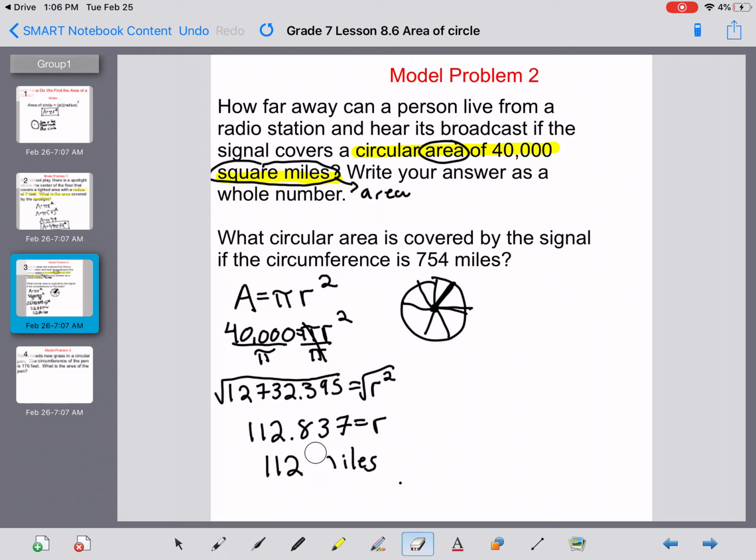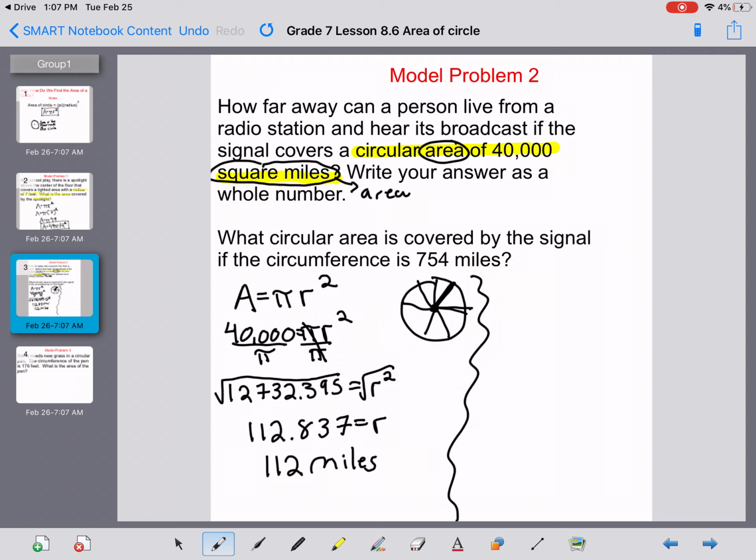miles. Now the reason why I rounded it to 112 and not to 113, is because I cannot go past this 112.8 miles away, because then I won't be able to hear it. So if I went to 113 miles, then I would not be able to hear the broadcast. So I have to go down to 112 miles.